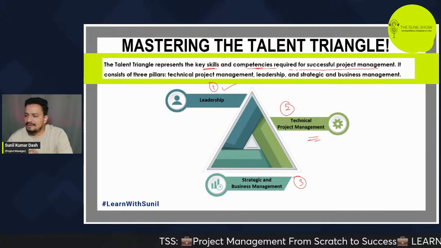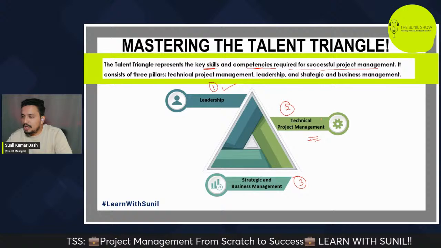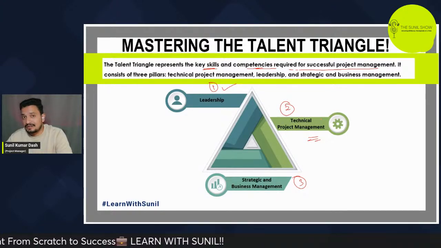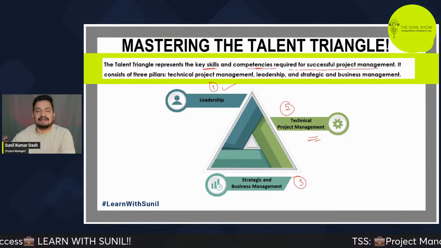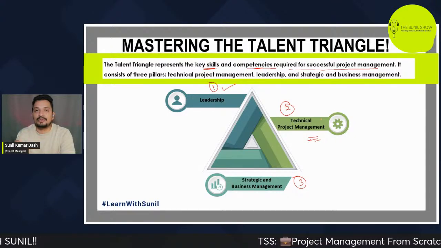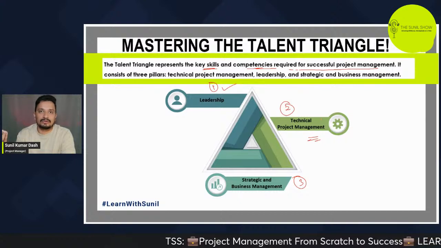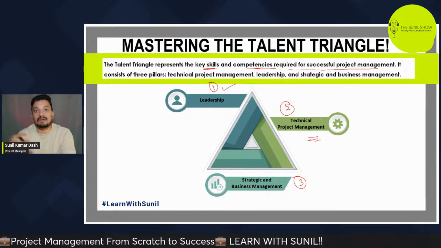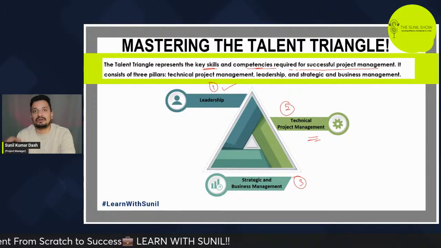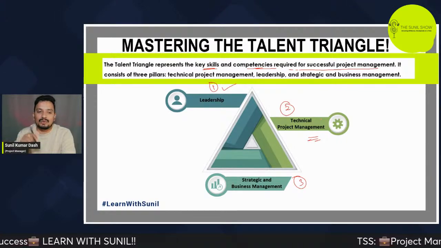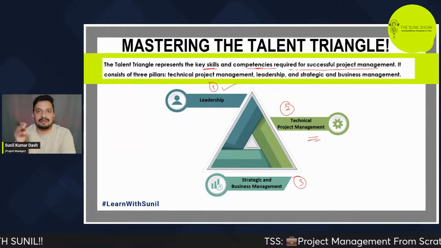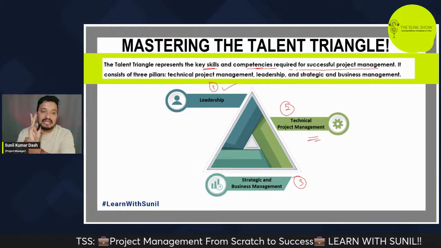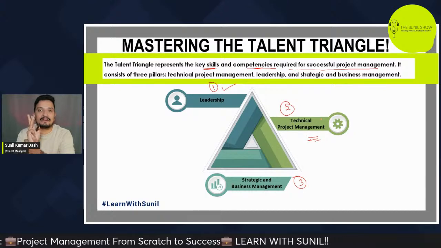By leveraging business acumen, we as project managers ensure projects contribute to the overall success of the organization. Because just now we discussed why we do projects: either to solve a problem, for change management, risk, strategic alignment, or to acquire customers, some tangible or non-tangible benefits. So understanding business and strategic management is very important. To summarize this slide, we have three important things to understand to become an effective project manager.